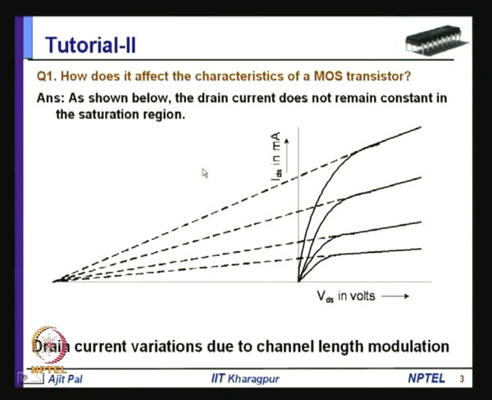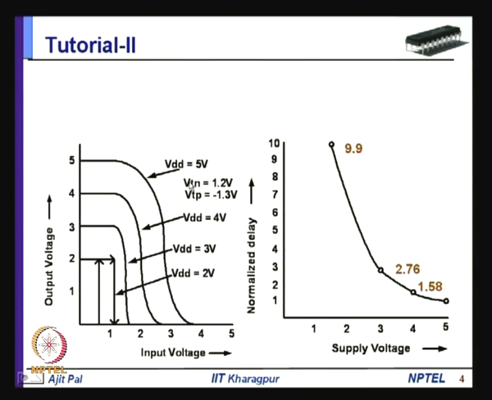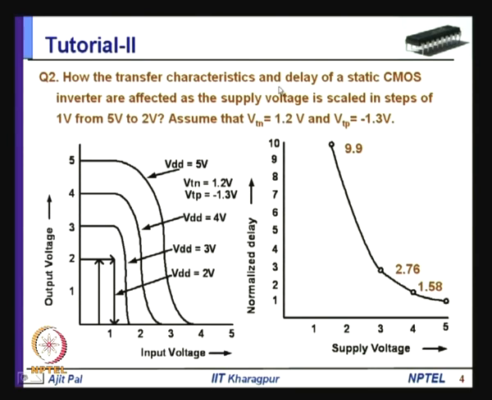Now, coming to the second question, how are the transfer characteristics and delay of a static CMOS inverter affected as the supply voltage is scaled in steps of 1 volt from 5 volt to 2 volt, assuming that VTN is equal to 1.2 volt and VTP is equal to minus 1.3 volt. As we know, CMOS inverters or CMOS gates can work over a large voltage range. However, it has an impact on the transfer characteristics and delay, which is shown in this particular example.